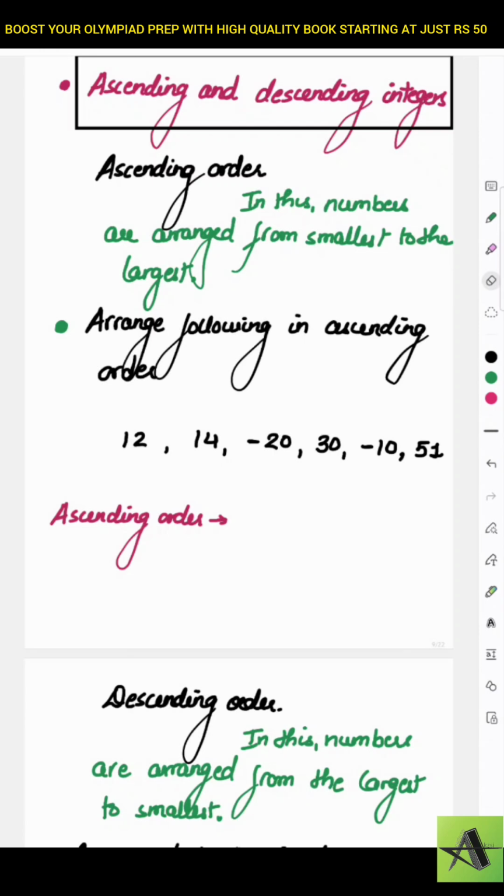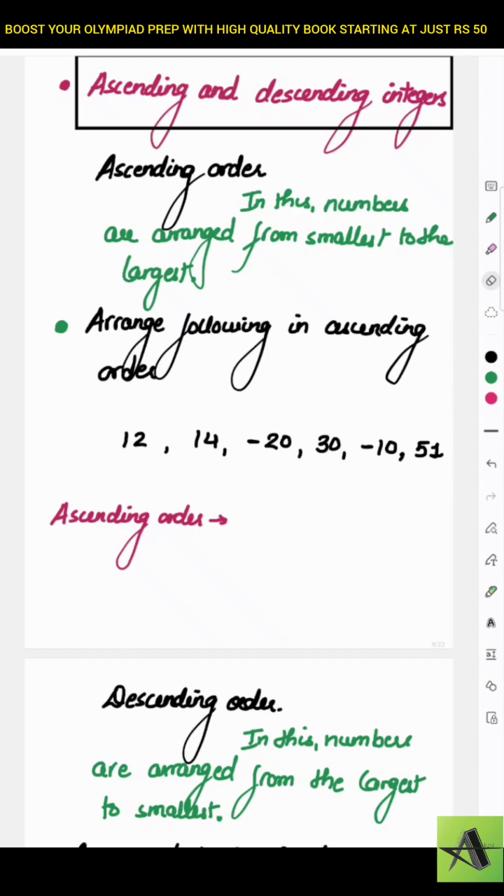So I'm starting with ascending and descending ordering. Basically, how we can order the integers in ascending and descending way. Ascending order is basically in this series, the numbers are arranged from smallest to the largest. That means the set of numbers are given and then we have to arrange them from smallest to the biggest one.